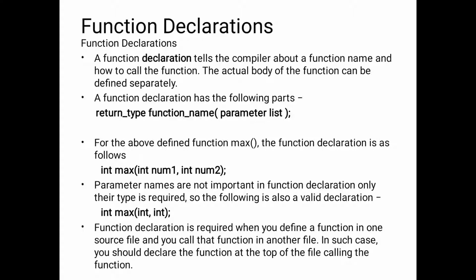The function declaration is required when you define a function in one source file and you call the function in another file. In such cases you should declare the function at the top of the file calling the function. You can use this format or this format, both are fine. So this is what function declaration is.